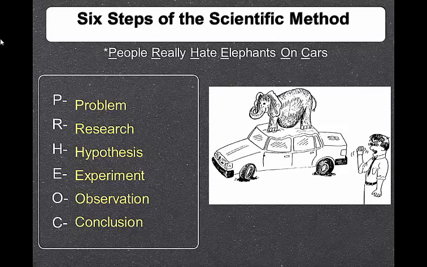Go ahead and write them down. Problem, research, hypothesis, experiment, observation, conclusion. Those are the steps of the scientific method. And like I said, you are going to have to remember them. I guess if your page was open on both sides, you could see the steps already. There's that. Oh, it says it right here. So if you remember the sentence, you remember the steps.